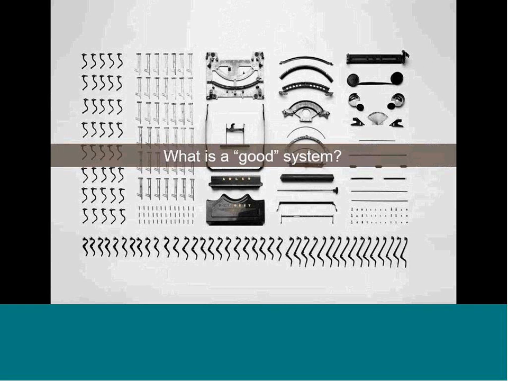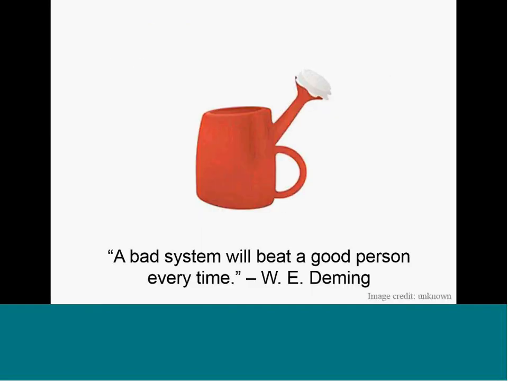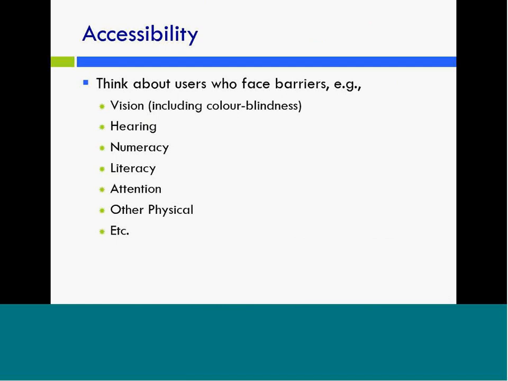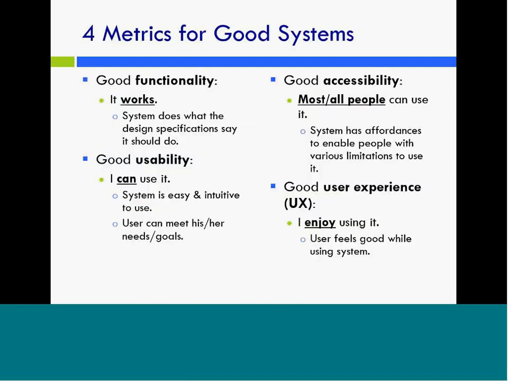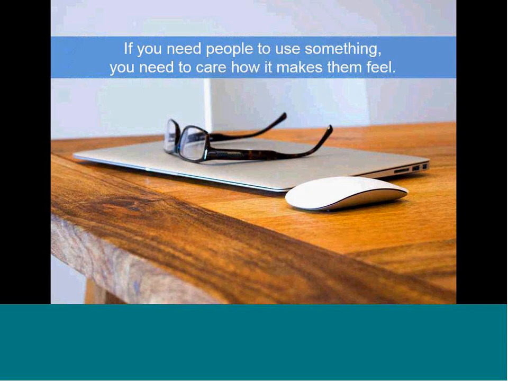I'm just going to touch very briefly on what we're looking for when we're looking for a good system. There are four metrics for good systems, and these are what we're looking for when we are evaluating systems that we're designing: functionality, usability, accessibility, and user experience. Functionality means it works, it does what it's supposed to do. Usability means I can use it. Accessibility means most or all people can use it, even if they have limitations. And user experience means I enjoy using it.